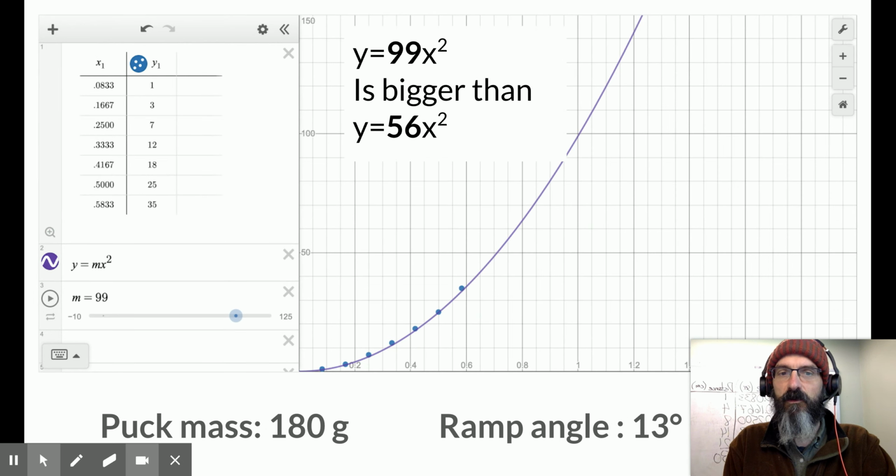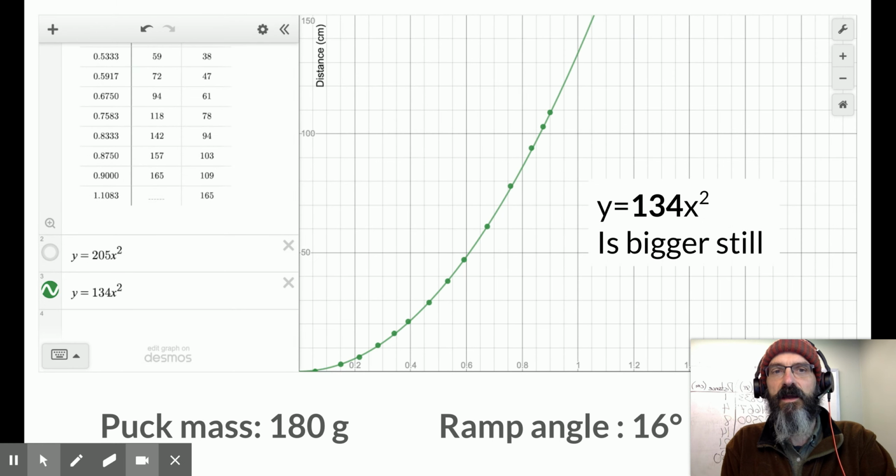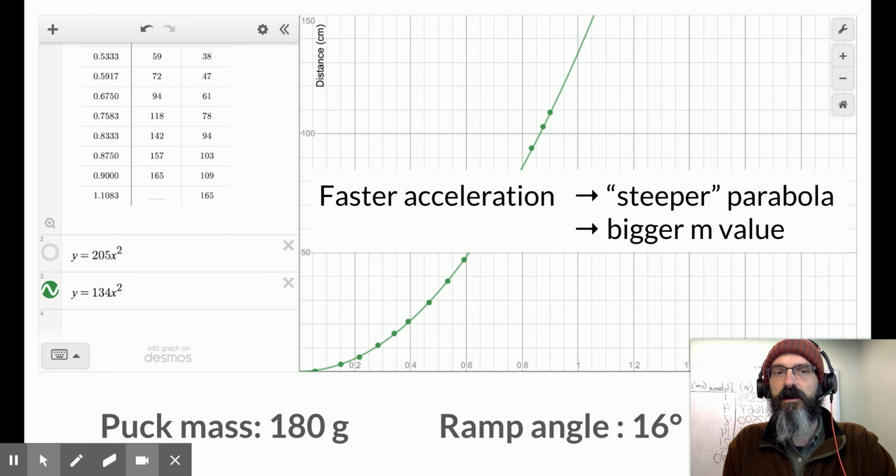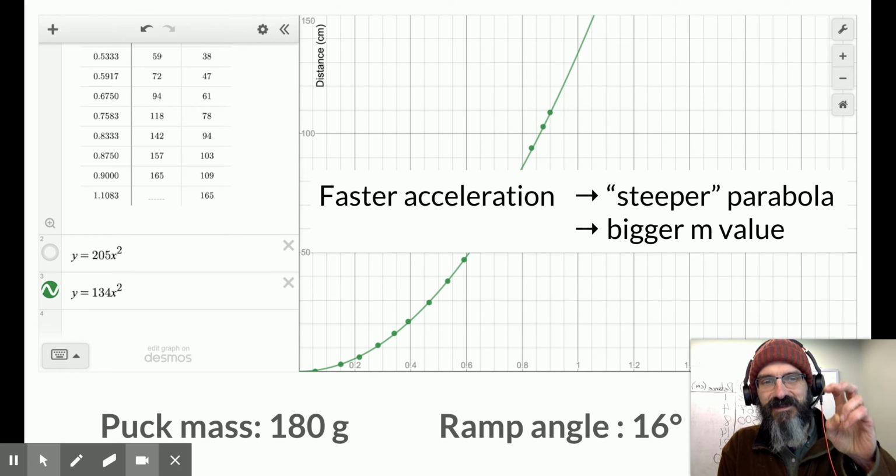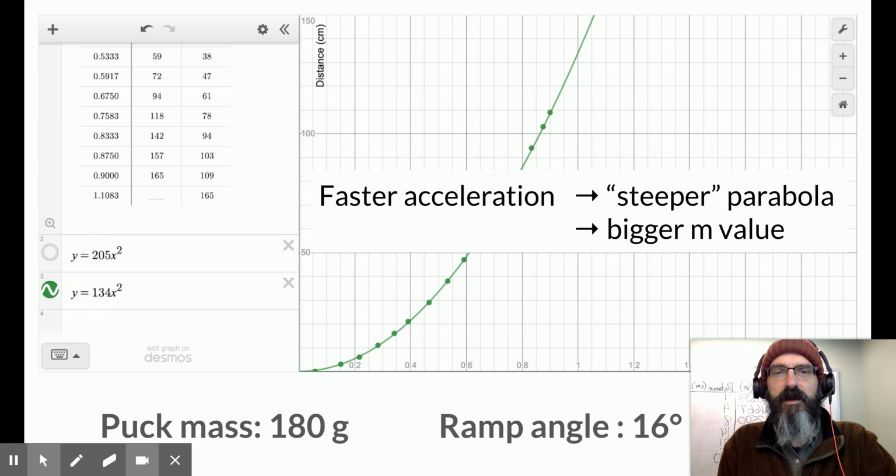So what if we change the angle? Okay, here is a steeper ramp, same mass. Well, no, actually, we've gone back to 180 grams, 13-degree ramp, and our graph has gotten a little steeper. Our m value now is 99, so that's gone up. Let's make it a little steeper still. And here we have a ramp angle of 16 degrees and y equals 134x squared. So we're seeing a trend here. Steeper ramp, faster acceleration. Faster acceleration results in a steeper parabola and a bigger m value.